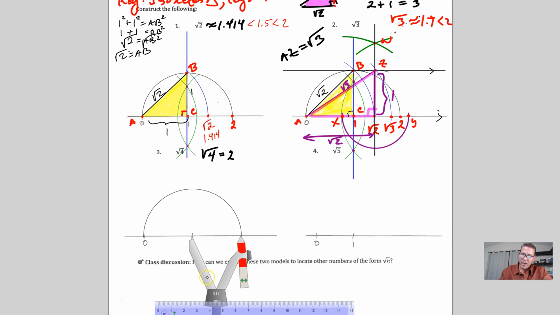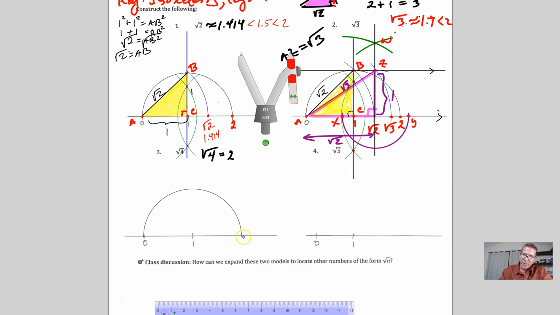You've got to label though. Some of you are not labeling your construction, so you have to label. There's 2, there's 1, and there's 0. So, that one was really, really tough. It took one step.